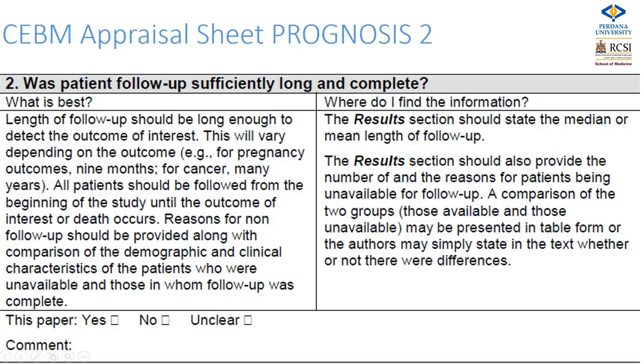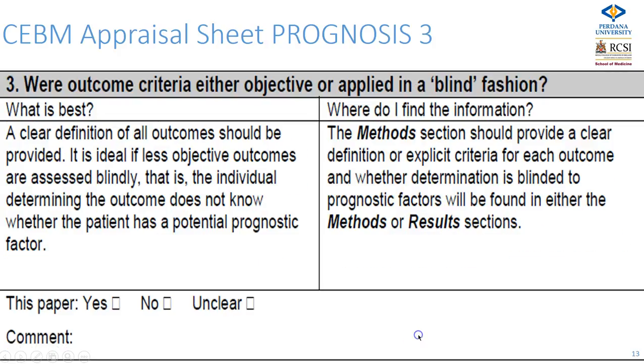And all of this should be available in the results section. And it should also clarify the number and reasons for loss to follow-up. It's important to have this information and also to see the breakdown of these patients, to compare them to those who remained in the study. Again, if it's yes or no or unclear, you may wish to make a comment. So were outcome criteria objective or applied in a blinded fashion? There should be a clear definition at the outset of all the outcomes, and that should be in the method section.